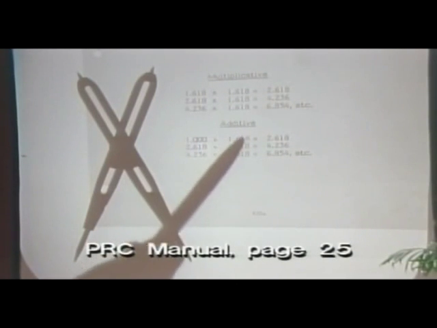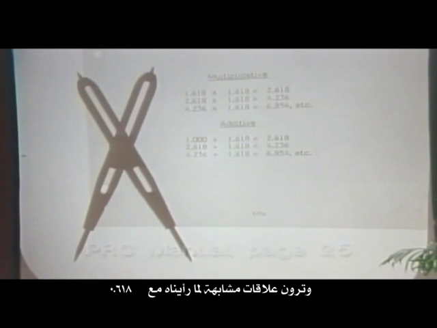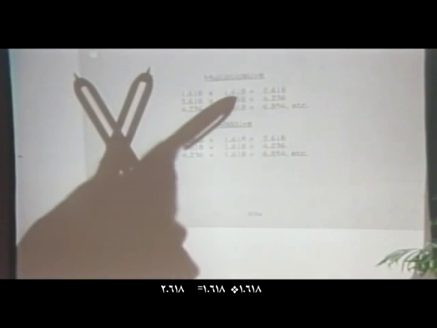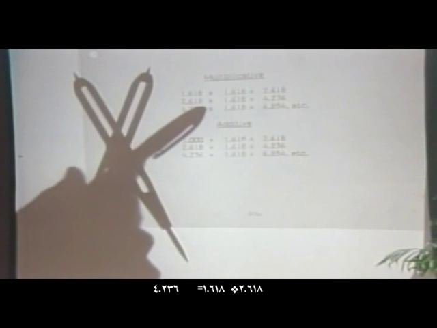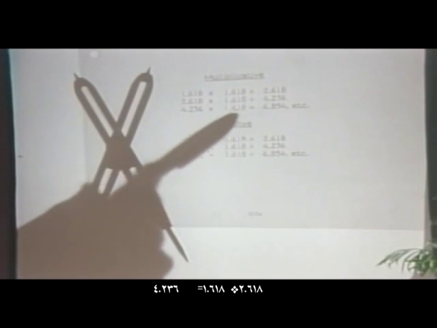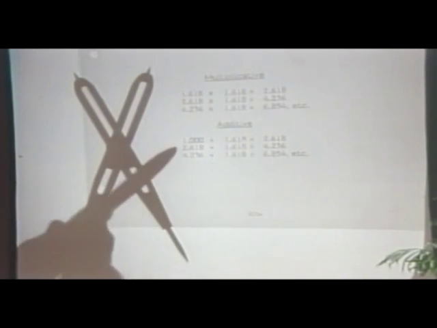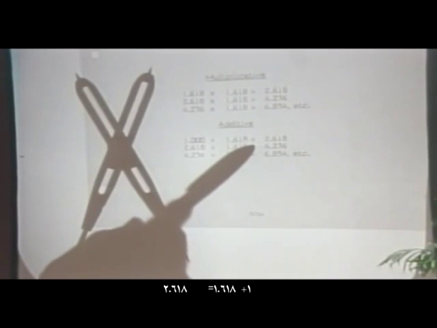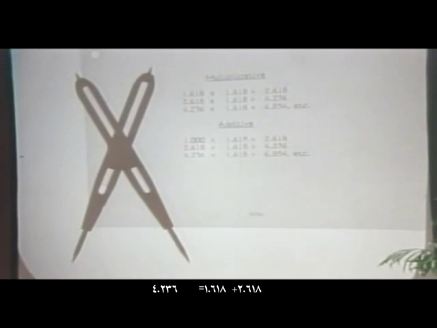And you see a similar relationship as what we saw with .618, in that the multiplicative relationships and the additive relationships yield the same numbers. And again, there is no other series of numbers with which this works. 1.618 squared is 2.618. 2.618 times 1.618 is 4.236, and so on. We start with unity. 1 plus 1.618 is 2.618. 2.618 plus 1.618 is 4.236, and so on.